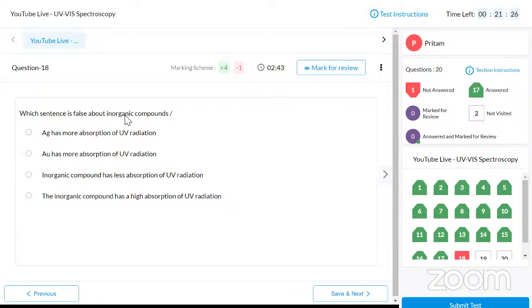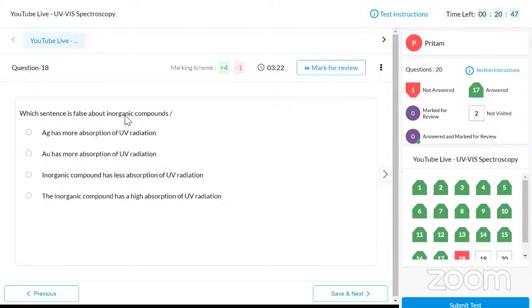Now you know that most of the solvents which you are using in your UV analysis, basically you're going to use methanol, or you're going to use solutions which are non-polar. So the option which is incorrect or false among all of these four options is option C. Inorganic compound has less absorption of UV radiation. It is not true. Why? Because inorganic compounds have high absorption of UV radiation. So option A and B are not applicable.